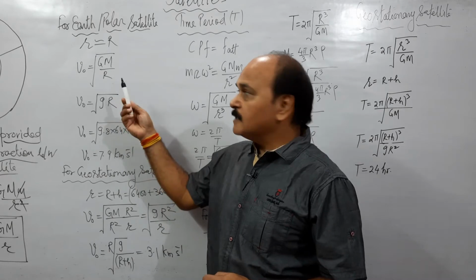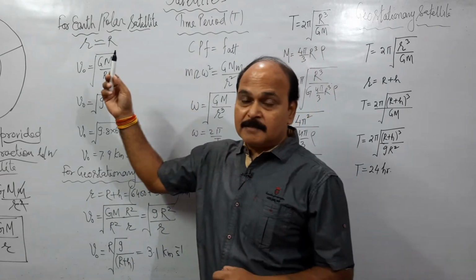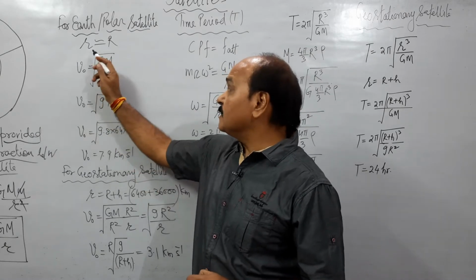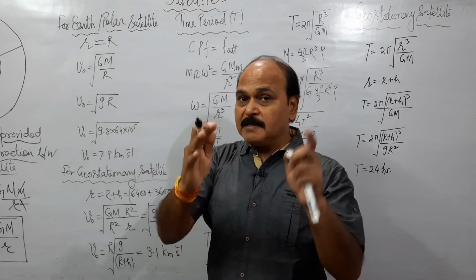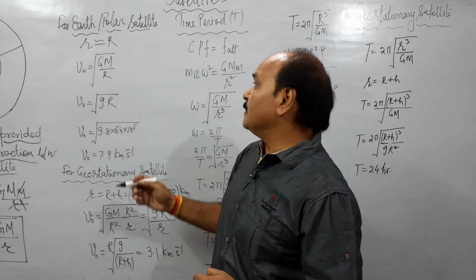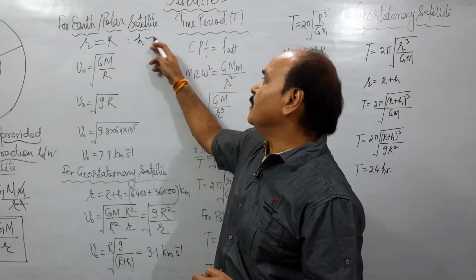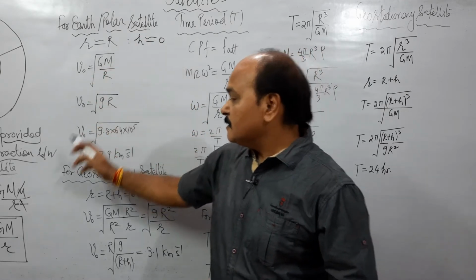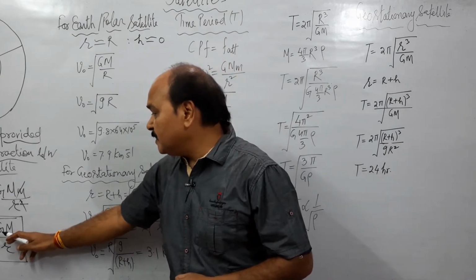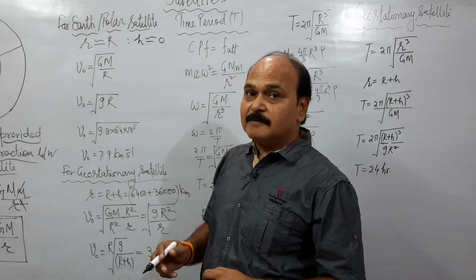For Earth satellites or polar satellites, small r, that is the distance of the satellite from the center of the planet, is nearly the same as the radius of the planet, as h is small and negligible as compared to r. Well, in that case, orbital speed is going to be square root of GM by R. R is the radius of the planet.